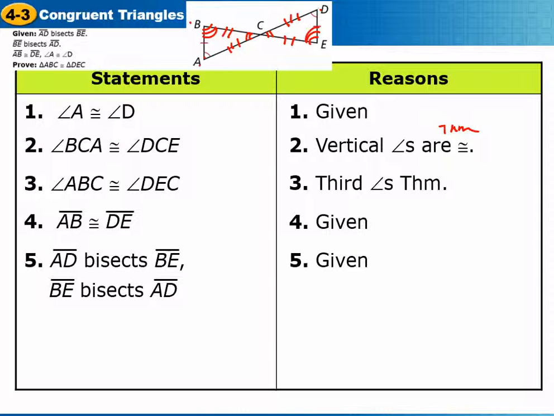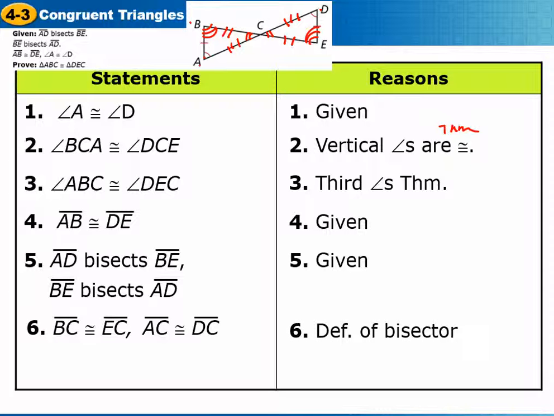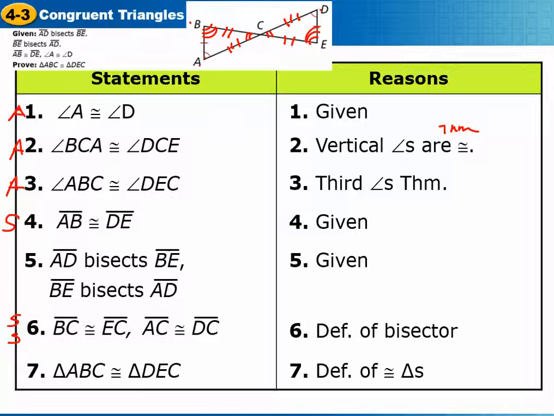Then they have the 2 segments bisecting each other, and then they're able to say what I said at the beginning, that created 2 pairs of congruent segments. So we've got angle, angle, angle, side, side, side. 3 angles congruent, 3 sides congruent. So finally, we're able to say that the two triangles are congruent because of the definition of congruent triangles. So there was nothing too complicated in this proof at all.